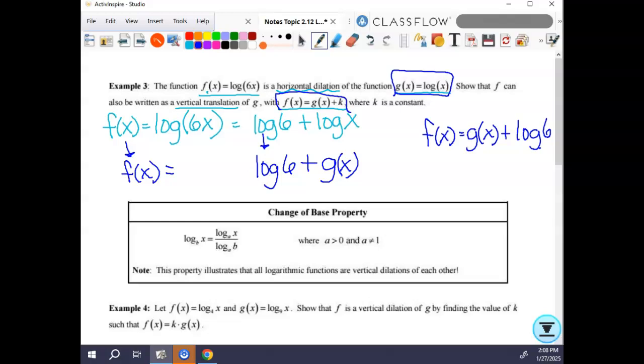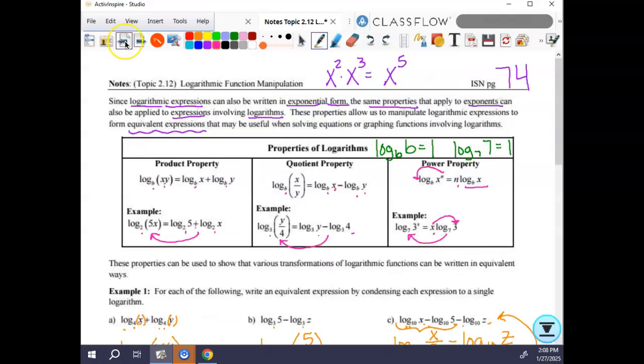So now we're going to look at the change of base property. Okay, but we're going to go back here for just a second. I want to show you something. When we add this quotient property, okay, let's say we're going this way.